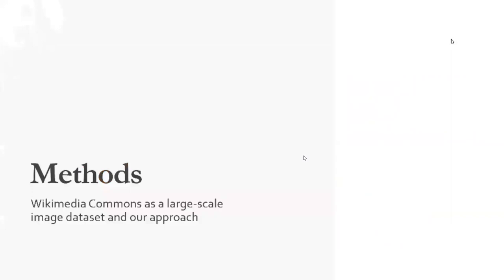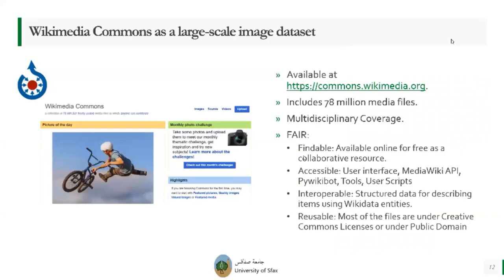We will begin by explaining our approach. Wikimedia Commons is a large-scale image dataset available at https://commons.wikimedia.org. It includes 78 million media files. It has a multidisciplinary coverage, and it is findable, accessible, interoperable, and reusable. And that's why we think that this can be a resource for our analysis.